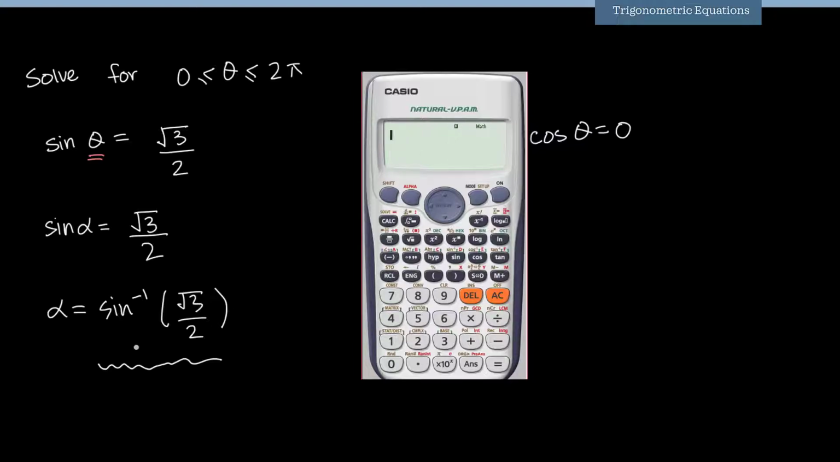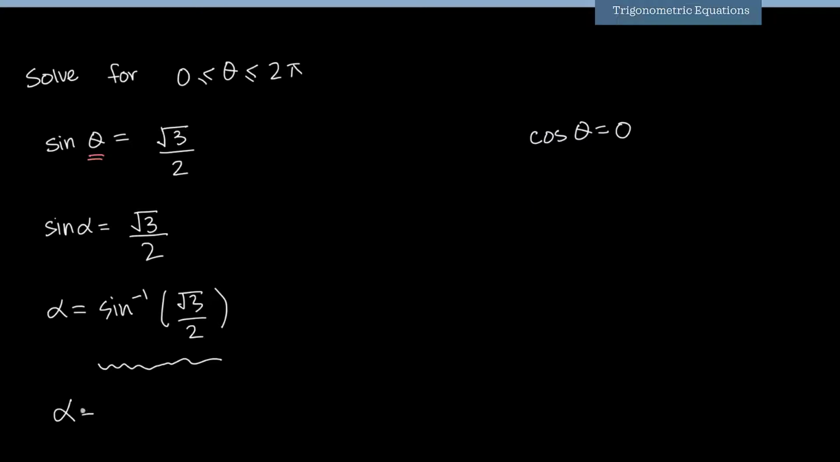So now I'll find sine inverse of square root 3 divided by 2. So shift sine inverse and fraction square root 3 divided by 2. I get pi upon 3. But if the calculator was in degrees mode, I would not have gotten this value. I would have gotten another value. So this basic angle is pi upon 3. This is my reference angle.